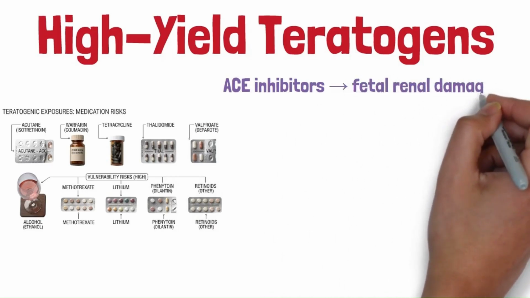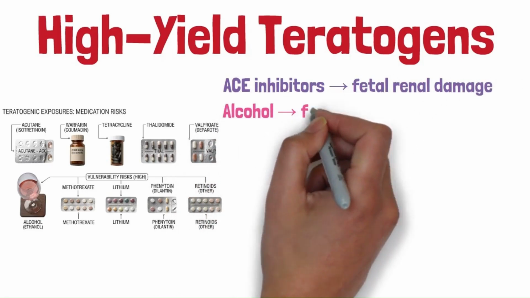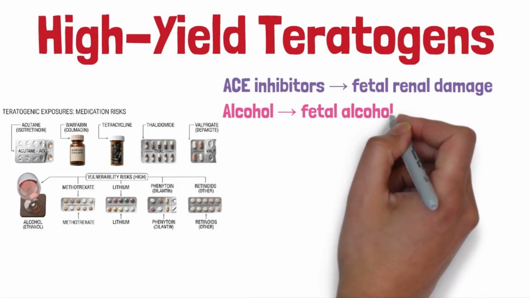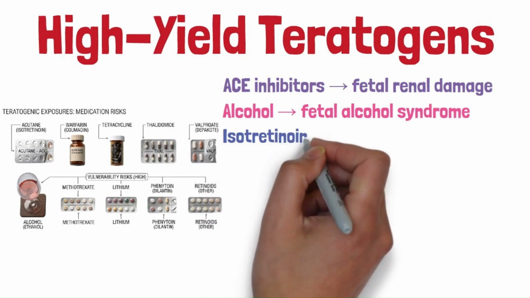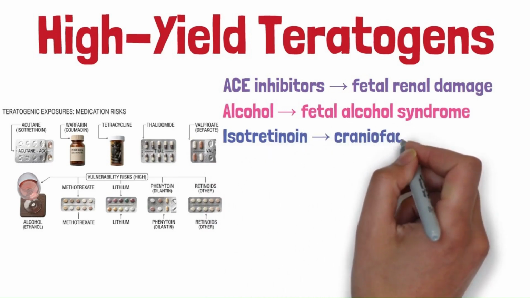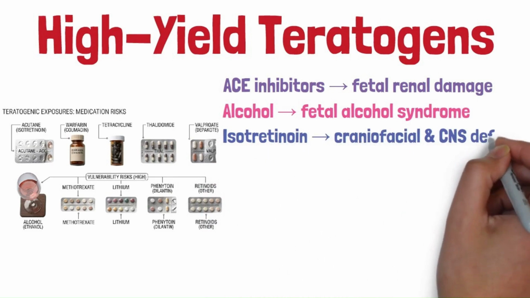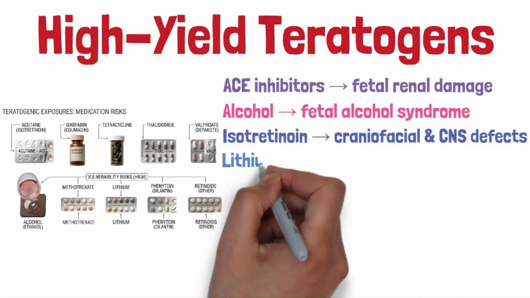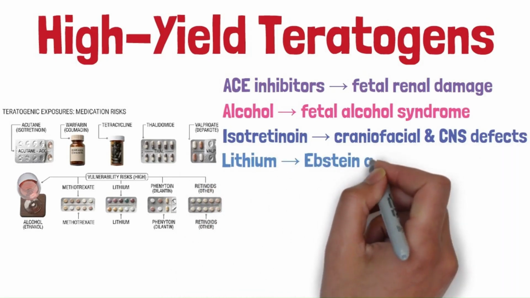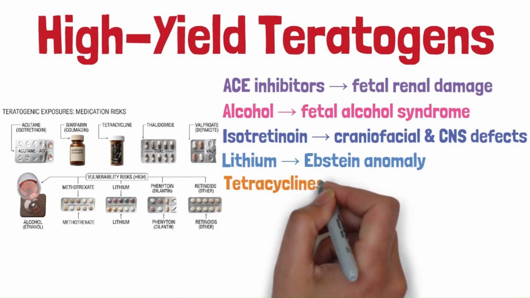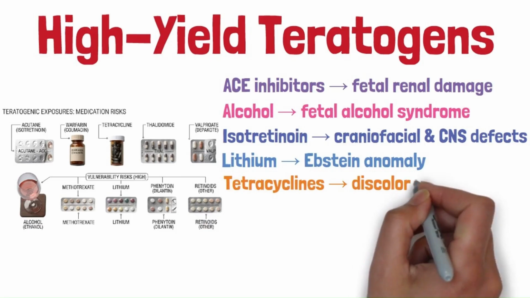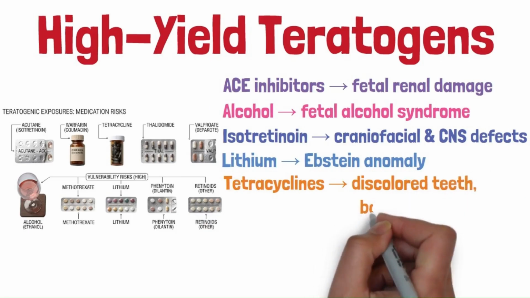Now let's go through the classic teratogen list. This drug-defect pairing shows up constantly on exams. ACE inhibitors cause fetal renal damage. Alcohol causes fetal alcohol syndrome, the most common preventable cause of intellectual disability. Isotretinoin, used for severe acne, causes craniofacial and CNS defects. Lithium is linked to Ebstein anomaly, a malformed tricuspid valve.